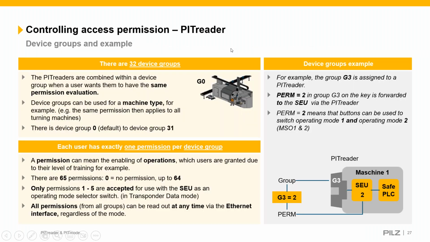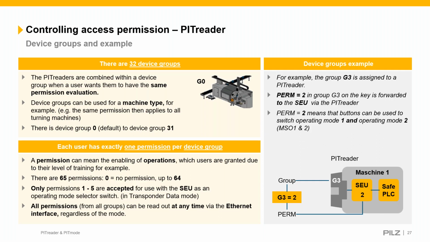So just to go into more detail with regards to groups and permissions on keys, there are 32 device groups available. So the PIP readers are combined within a device group when a user wants to have the same permission evaluation. And device groups can be used for a machine type. So it doesn't mean that you can only use it on 32 machines. It's 32 device groups. So if you've got 13 mills and 20 presses, you can group those into machine groups.